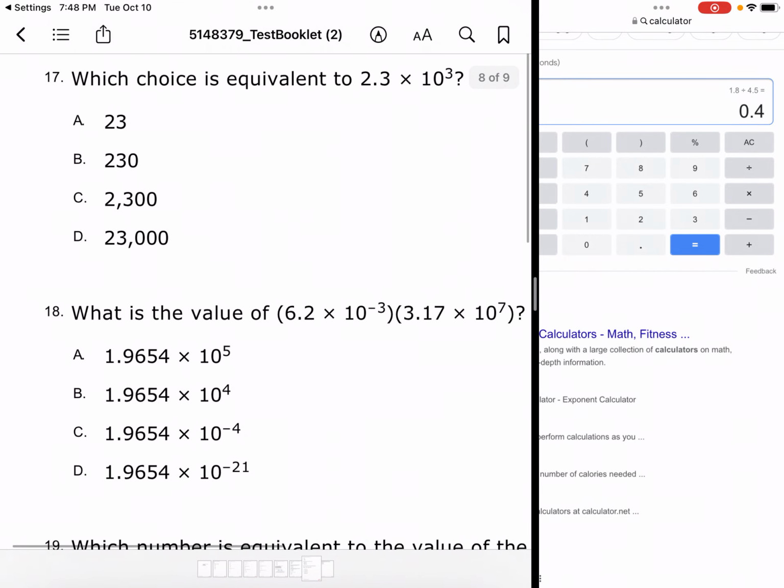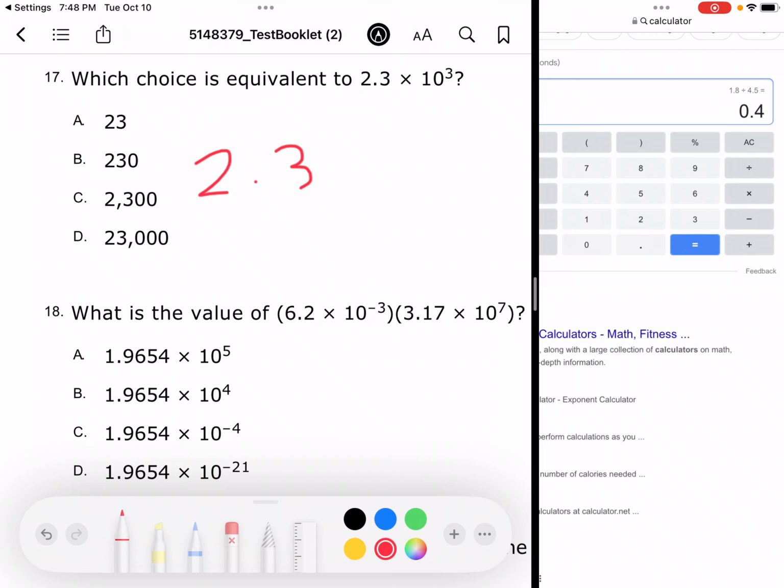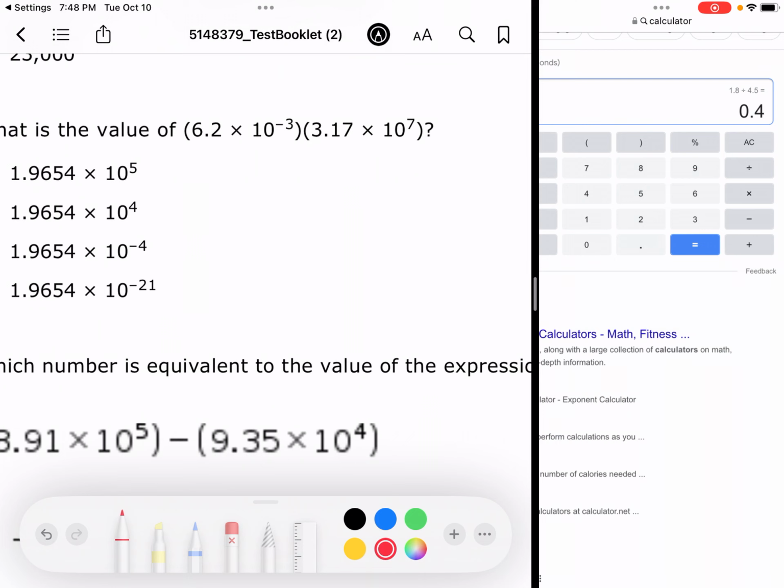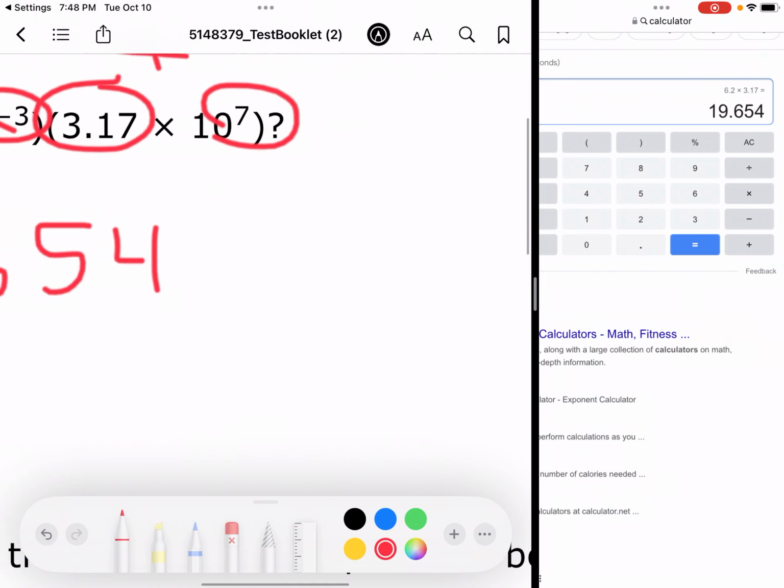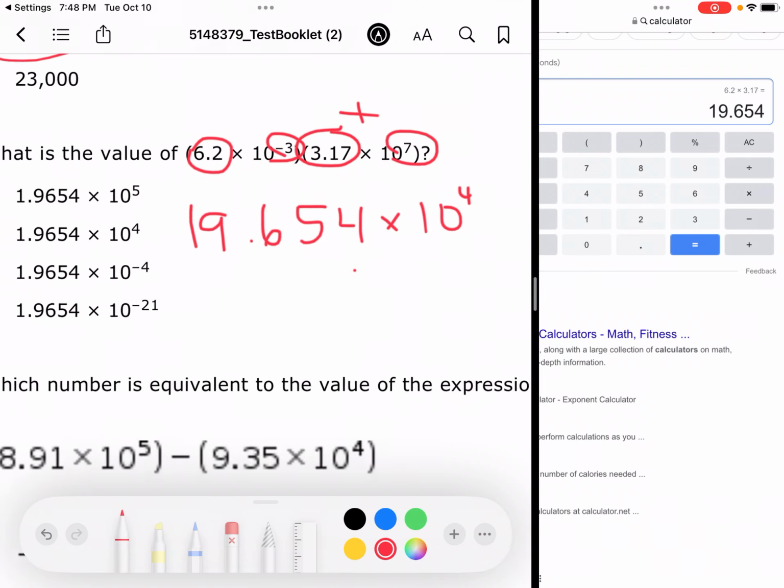Okay, rewrite this one. So 2.3, 1, 2, 3. All right, for this one, you're going to multiply the 6.2 times 3.17, and you get 19.654. And then you're going to add these two exponents. So negative 3 plus 7 is going to give you 10 to the 4th power.